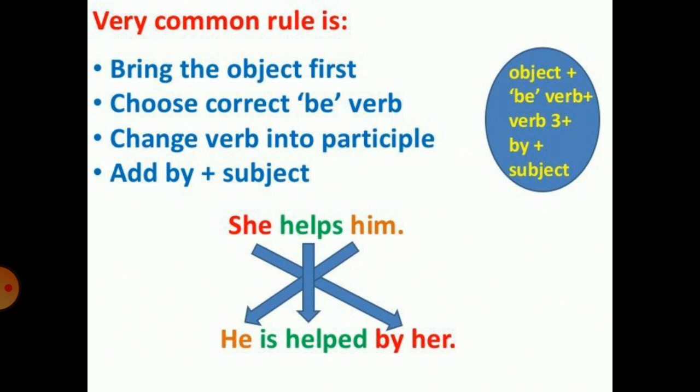Moving further, the rules for changing a sentence from active to passive voice. First of all, bring the object first. Choose the correct be verb. Change verb into participle. Add by plus a subject. And remember, dear students, you will use only and only the third form of verb in passive voice. And you will definitely use by with subject. Like, she helps him. He is helped by her.